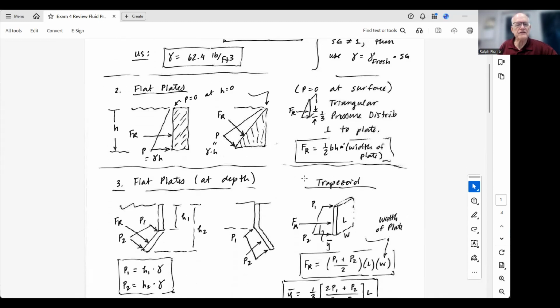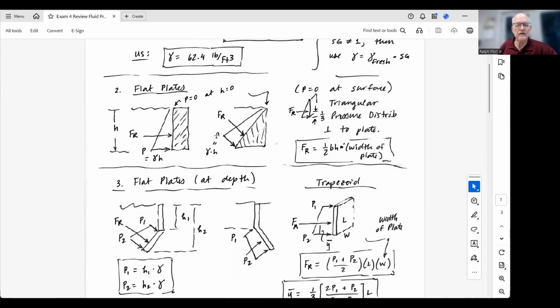So flat plates: you've got plates that touch the surface or plates that reach a free surface. If the plate reaches a free surface, the pressure is 0 at that free surface, and then the pressure increases linearly with depth. And so you end up with a triangular distribution with a 0 pressure at the surface and a maximum pressure at depth, in this case gamma h. This is a vertical wall. This is a slanted wall.